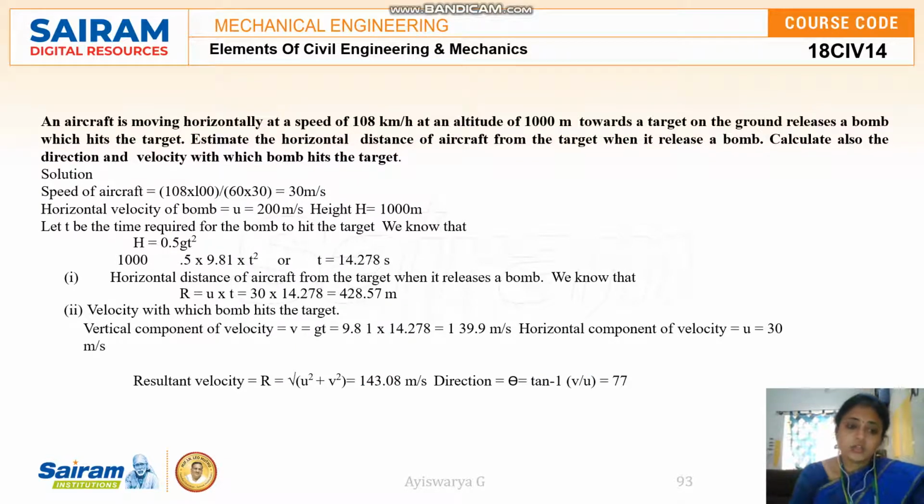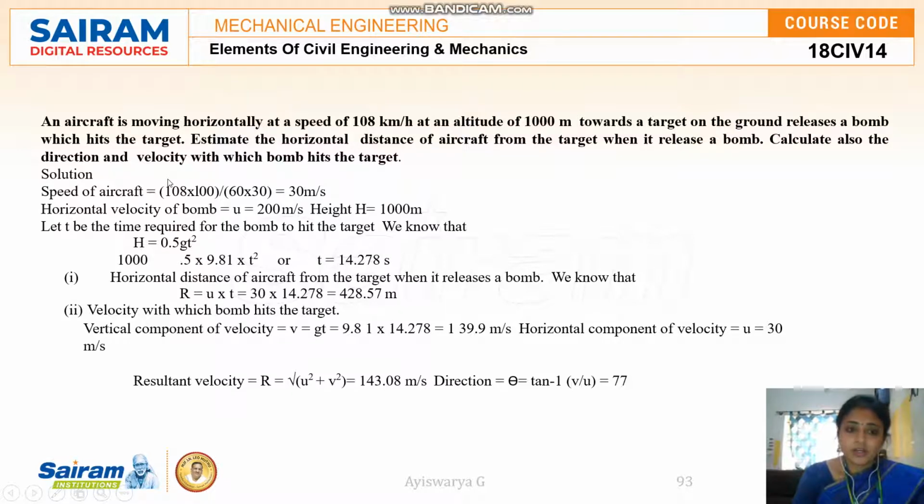Here I have a numerical. An aircraft is moving horizontally at a speed of 108 km per hour at an altitude of 1000 meters towards a target on the ground. It releases a bomb which hits the target. Estimate the horizontal distance of the aircraft from the target when it releases the bomb. Calculate also the direction and velocity with which the bomb hits the ground.